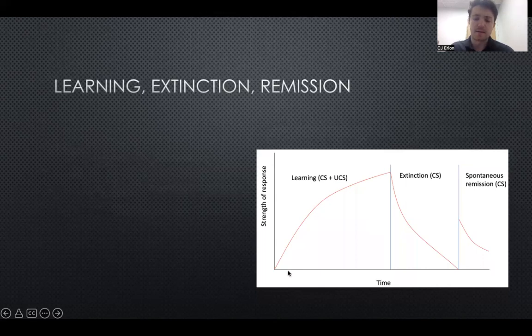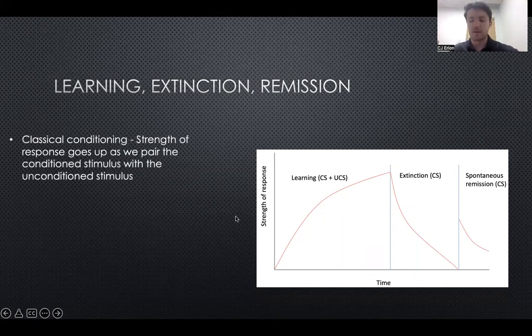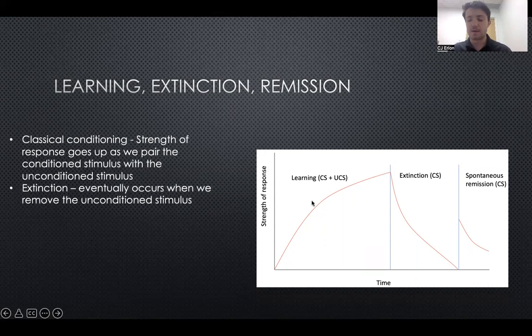And so this classical conditioning process is learning, right? So when a conditioned stimulus is paired with an unconditioned stimulus, this should increase the strength of that response to the conditioned stimulus, right? And so, yeah, that in a nutshell is classical conditioning.